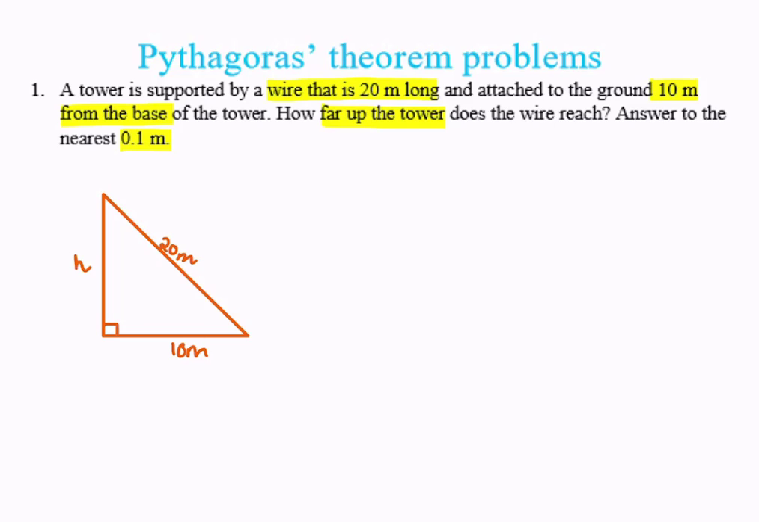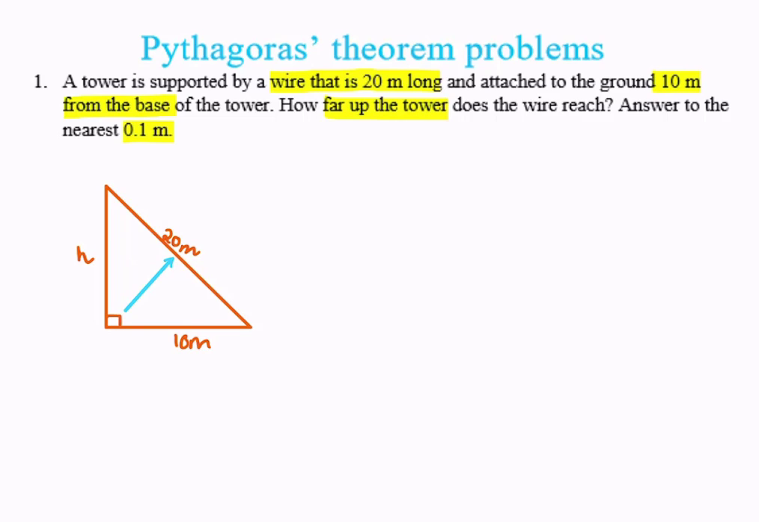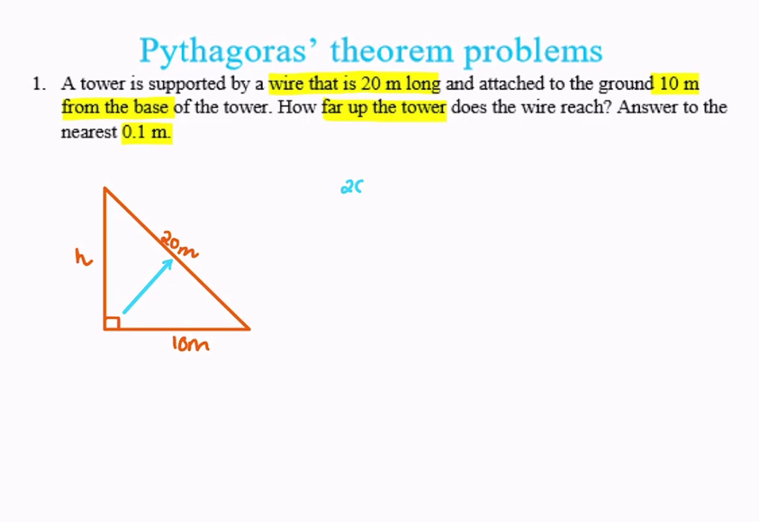Now, Pythagoras' theorem says that the hypotenuse squared is equal to the sum of the squares of the other two sides. So remembering the hypotenuse is opposite my right angle. So I have 20 squared equals h squared plus 10 squared. And now I'm going to work out each part. 20 squared is 400. H squared I can't do anything with at the moment, and 10 squared is 100.